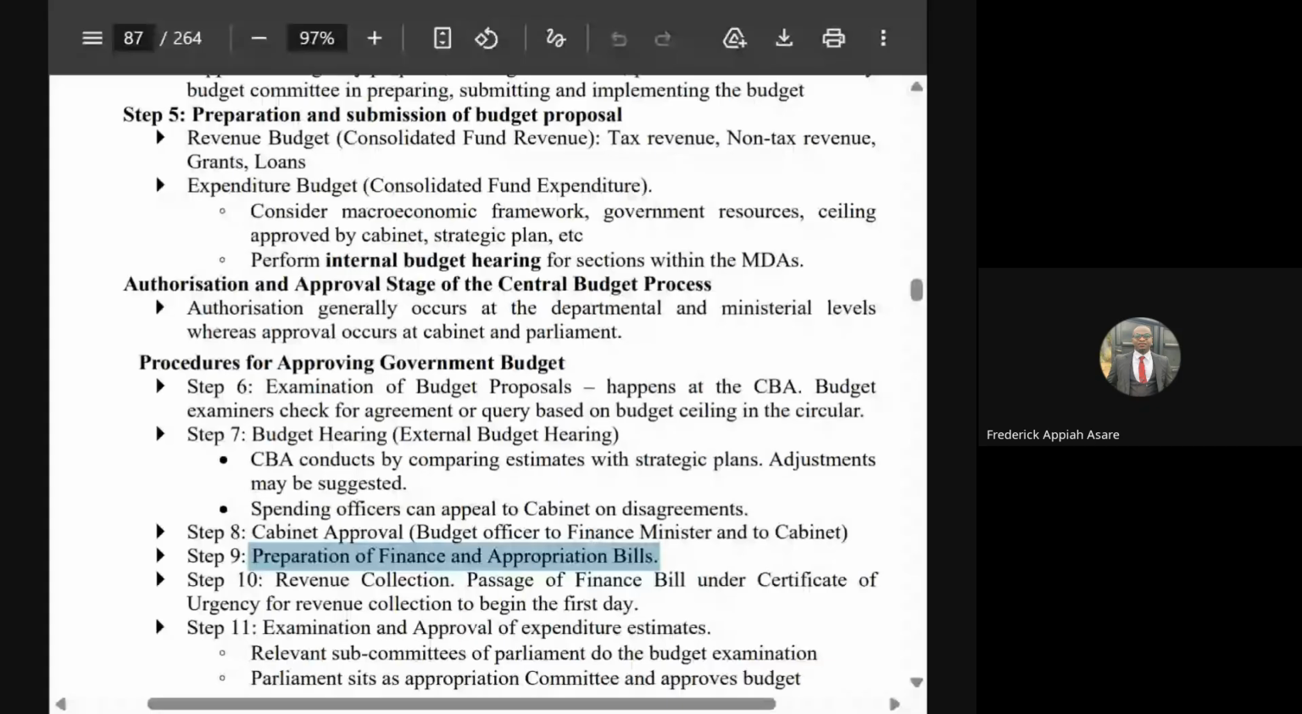Know that the finance bill is the bill that they send to Parliament to collect revenue. And when it is approved, it becomes the Finance Act. The appropriation bill is the bill that they send to Parliament for expenditure, for money to be spent. The Appropriation Act is when Parliament approves the bill.